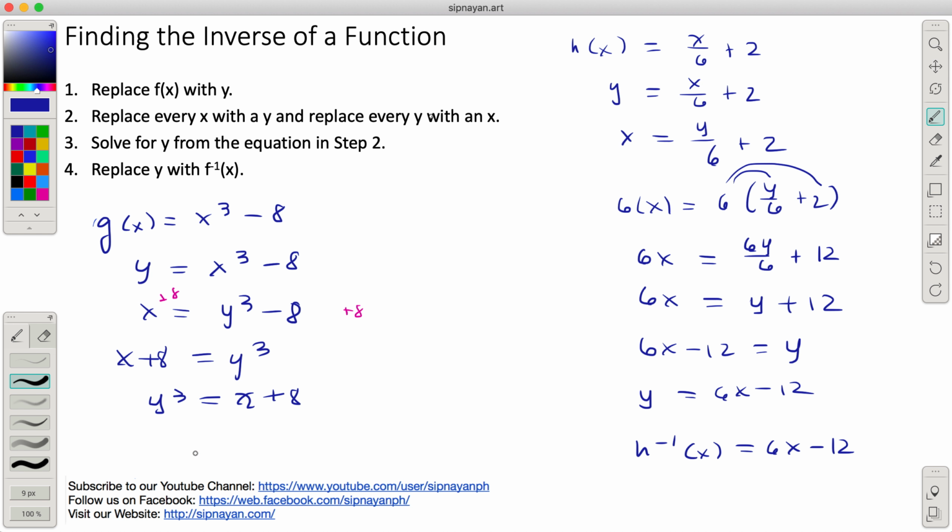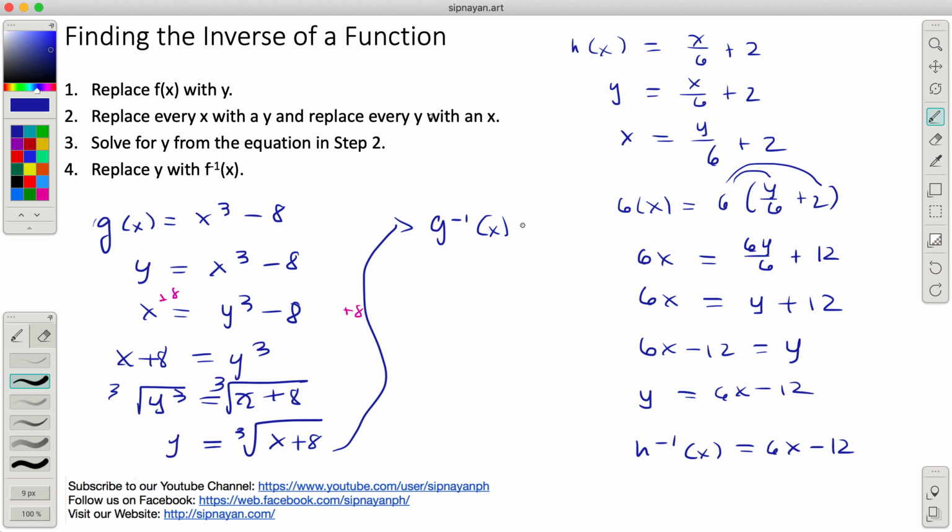Pinagpalit ko lang sila. And then, para matanggal itong cube dito, gagawin ko cube root. Pag kinube root ko yan, cube root of y cubed is just y. And then, I have cube root of x plus 8. And pinaka-last step natin is to replace y with g inverse of x equals cube root of x plus 8.